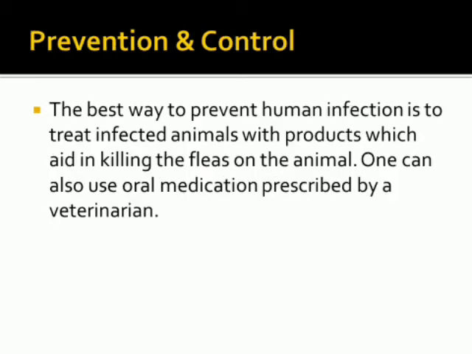Prevention and control. The best way to prevent human infection is to treat infected animals with products which aid in killing fleas on the animal. One can also use oral medication prescribed by the veterinarian.